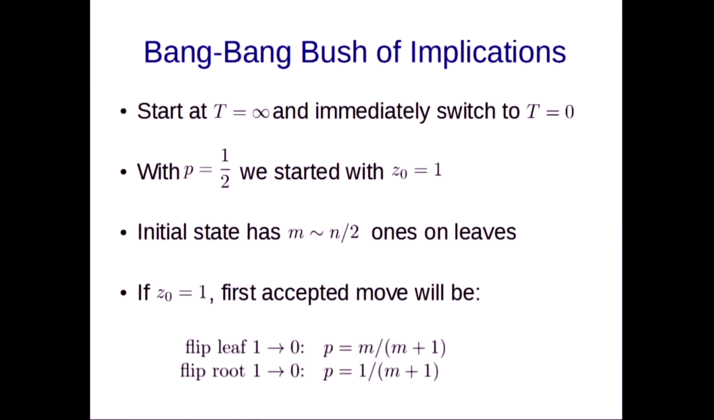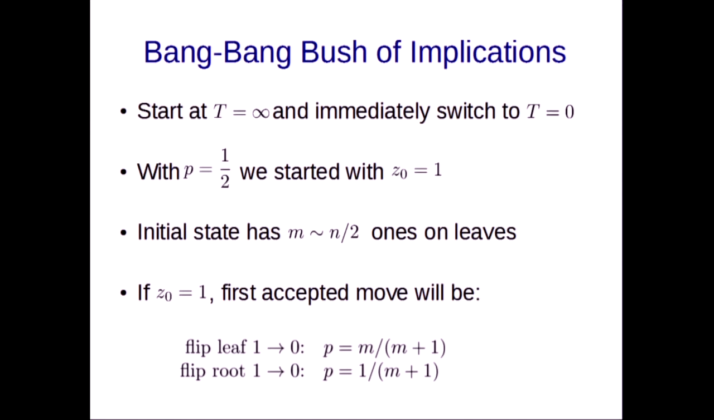And so if you apply this to the bush of implications, you can calculate that actually this works fine for solving that problem, unlike quasi-static simulated annealing. And the argument is pretty simple. So our particular trajectory is you start with infinite temperature and immediately switch to 0 temperature. So there's just one bang in this bang-bang protocol.